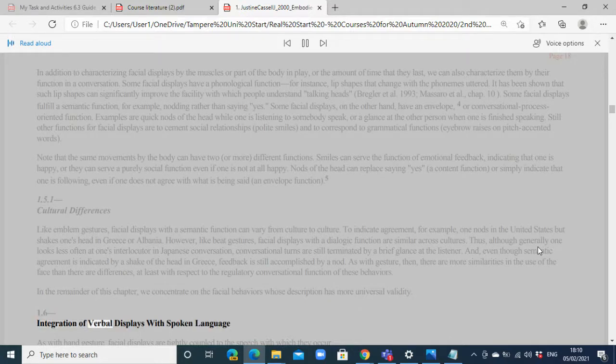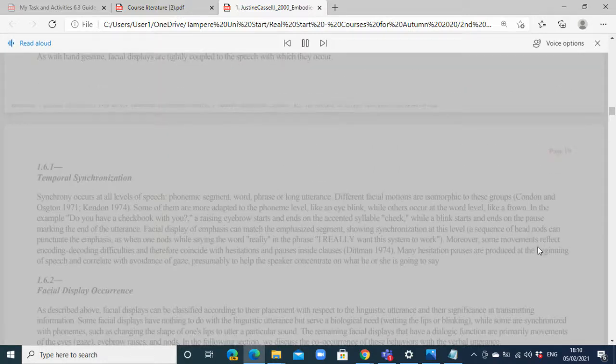1.6 Integration of facial displays with spoken language. As with hand gesture, facial displays are tightly coupled to the speech with which they occur.